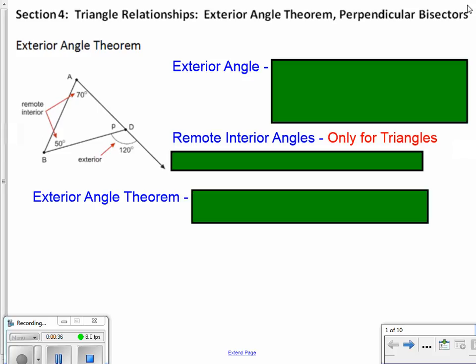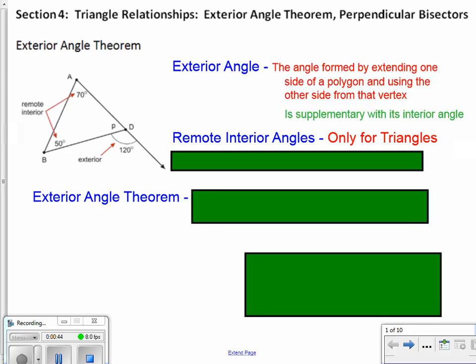The exterior angle, or the definition of an exterior angle, and this goes along with your vocabulary. An exterior angle is the angle formed by extending one side of a polygon and using the other side from that vertex. So it doesn't have to be just with triangles. An exterior angle goes with any figure that you have, a square, a pentagon, a hexagon, or yes, including triangles.